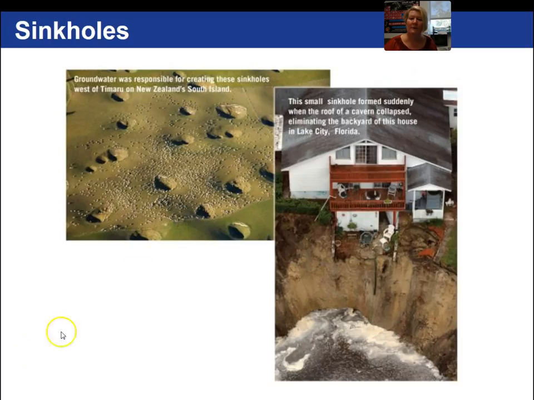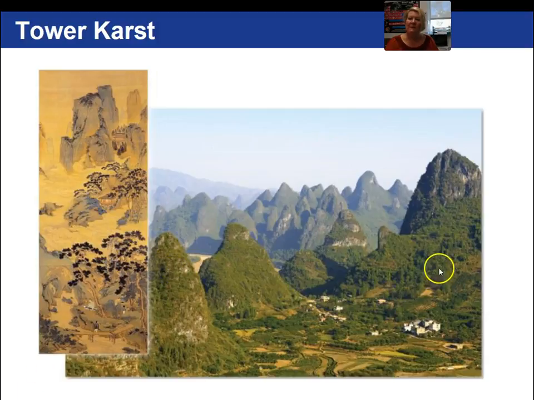A couple other incidents of sinkholes in New Zealand, and this is in Lake City, Florida. Looks like their house is partially fallen into this sinkhole. This is the most distinctive tower karst in the world, and this is in China, and you can see these beautiful features that have been formed due to dissolution of the limestone. So this is an extreme case of karst.